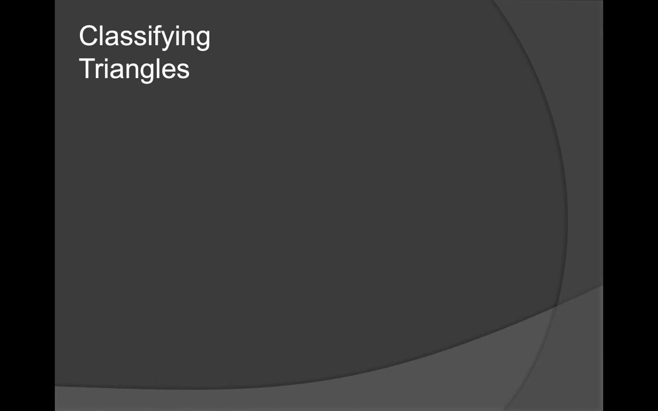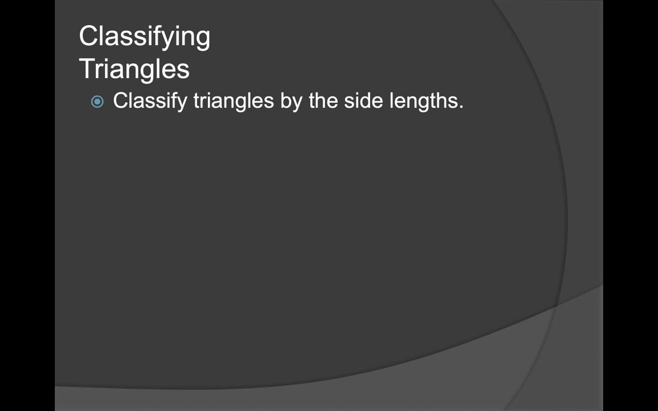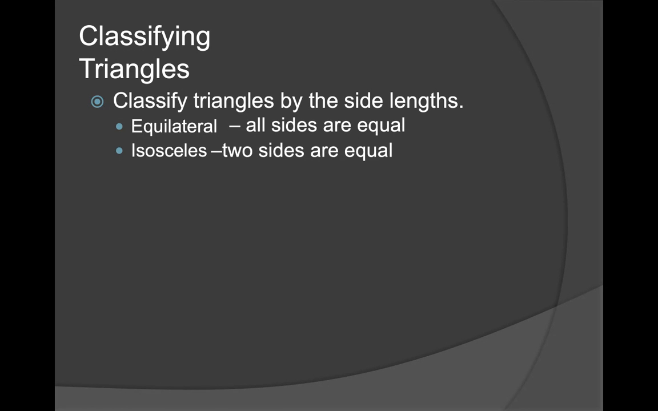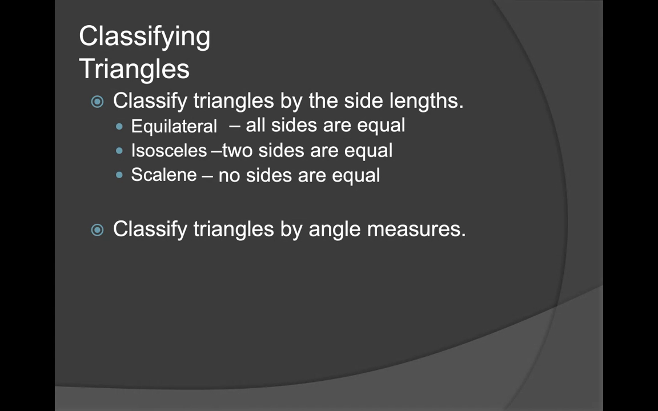So when we are classifying triangles or naming triangles, there's 2 ways to name triangles. One is to name or classify triangles by the side lengths. We have equilateral triangles where all sides are equal. You have isosceles triangles where 2 sides are equal. I like to remember that by saying isosceles, I have 2 eyes, therefore that just helps me remember that isosceles triangles have 2 sides that are equal. And then we have scalene, where they have no sides that are equal.